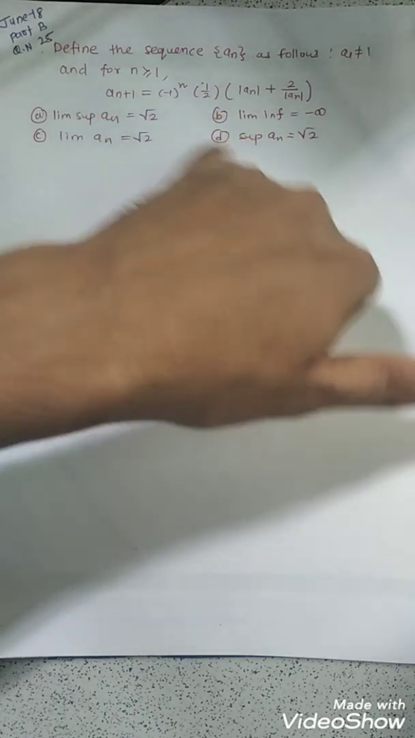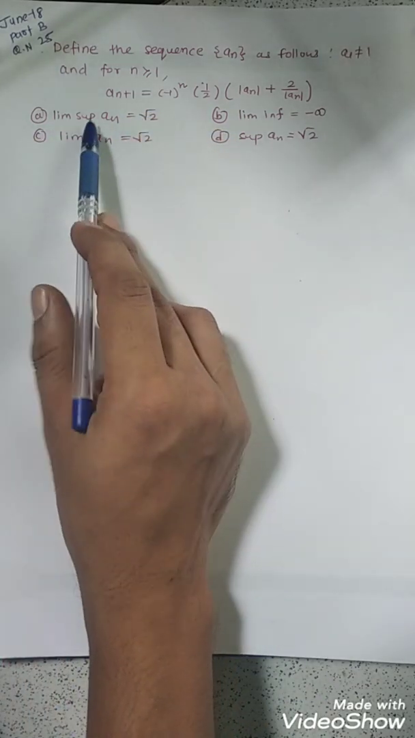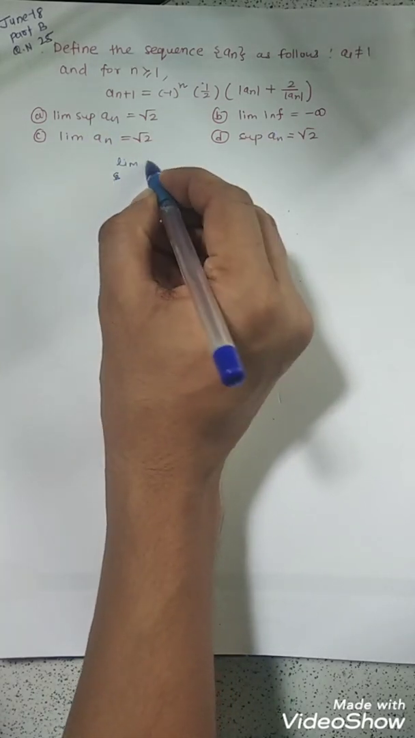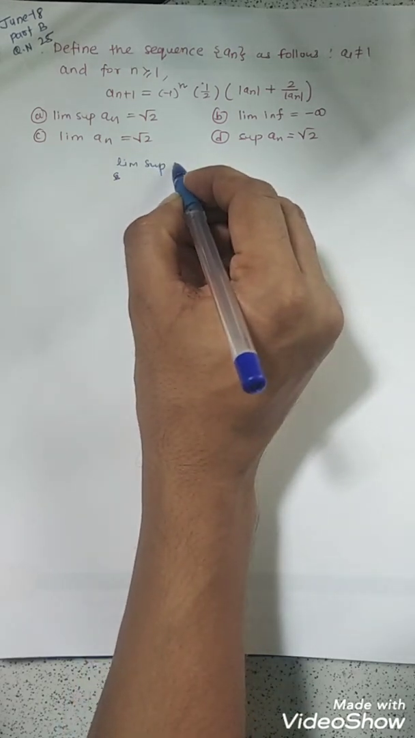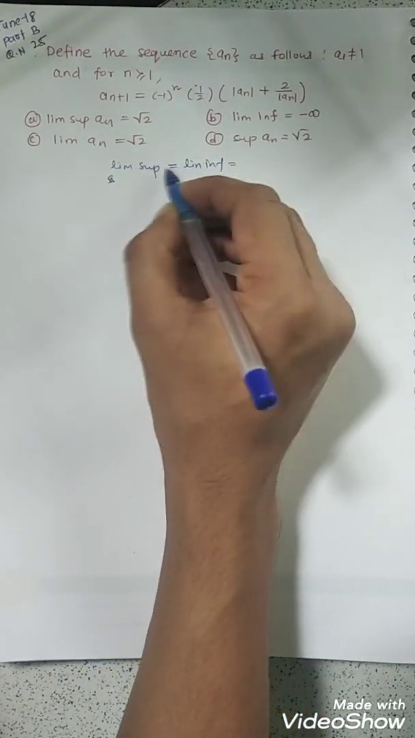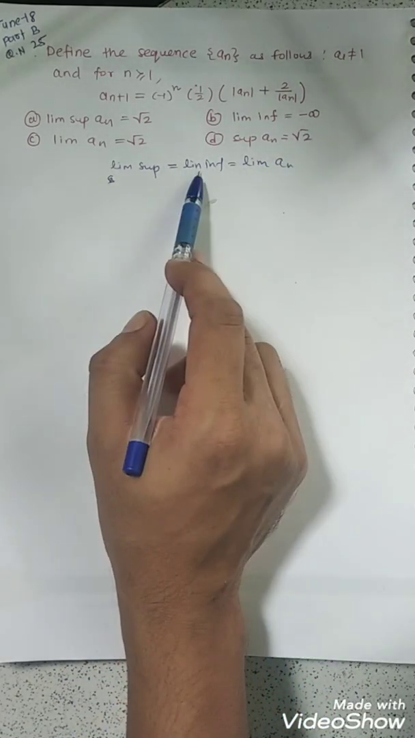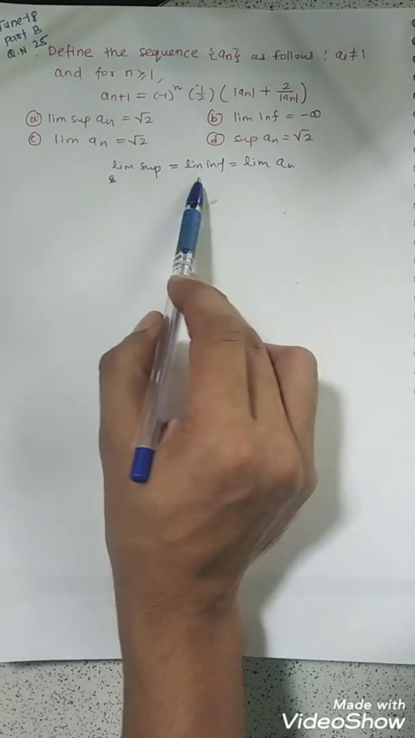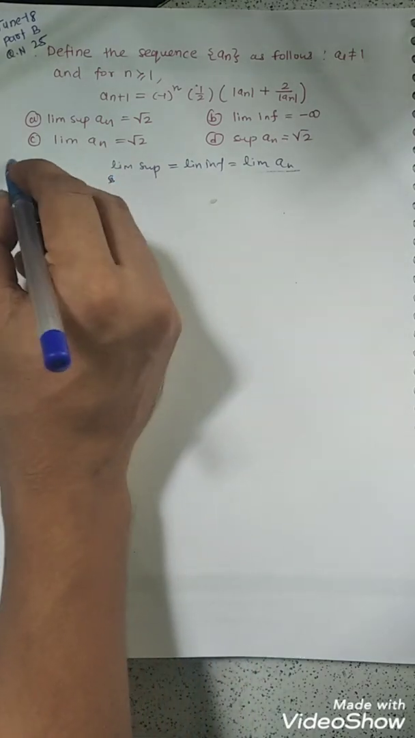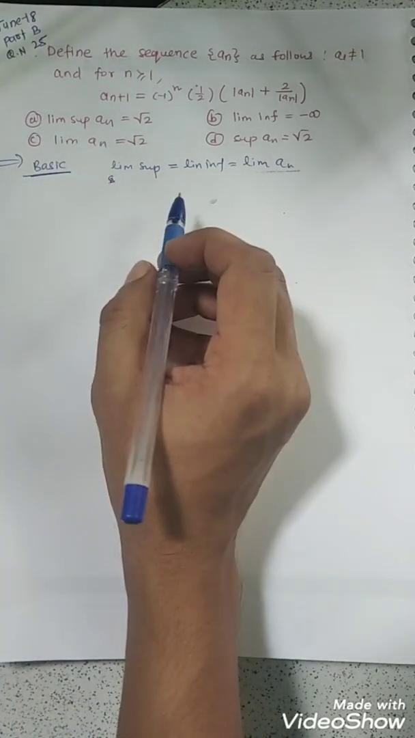So by looking at the options, when do we say limit an? What is the relation between limit an and limit superior, limit inferior? If my limit superior and limit inferior both are equal, then we can write their common limit as limit an. Okay, so this is the relation between lim sup, limit inferior and limit an. If both are the same, then their common limit we denote by limit an. This is the basic you all must know. So let's begin the solution.